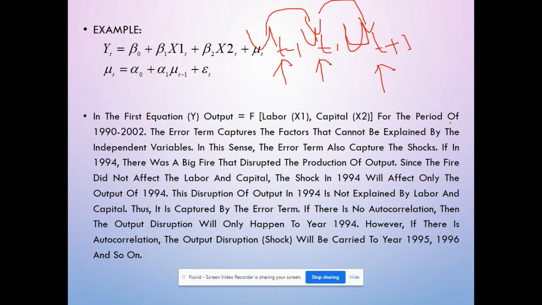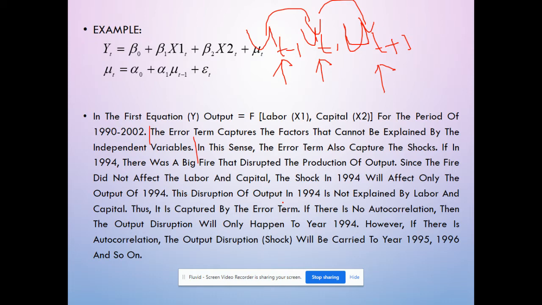Here is a very good example of that. In the first equation up there, you have labor and capital as x1, x2 for the period of 1990 to 2002. The error term captures the factors that cannot be explained by the independent variables, as explained earlier in chapter number 3. The error term also captures shocks. If in 1994 there was a big fire that disrupted the production of output, since the fire does not affect labor and capital, the shock of 1994 will affect only the output of 1994.